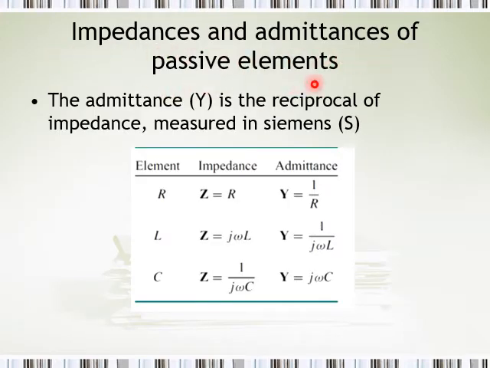Impedance and admittance of passive elements. The admittance Y is the reciprocal, or 1 over the impedance, measured in Siemens. So Y is 1 over Z. This summarizes the values of impedance and admittance. For R, Z equal to R, so Y is equal to 1 over R. For L, Z equal to J omega L, Y equal to 1 over J omega L. For C, Z equal to 1 over J omega C, and Y is vice versa, J omega C. That is the admittance, the reciprocal of impedance.